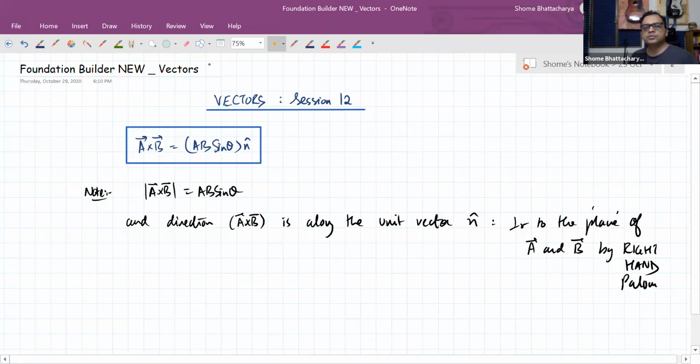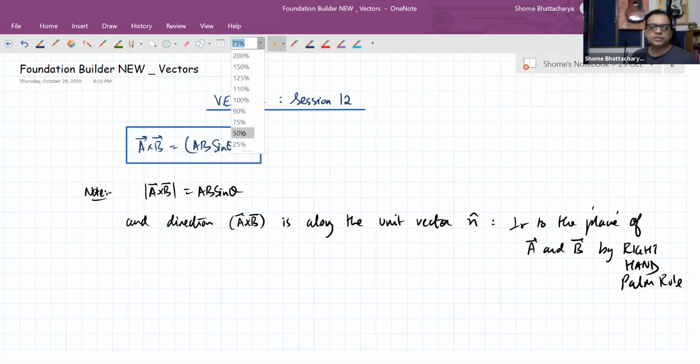Okay, so this was something important that we discussed towards the end of the lecture. The right hand palm rule, which tells us whether the direction is coming out of the plane or going into the plane. So let's start with a couple of examples based on this.